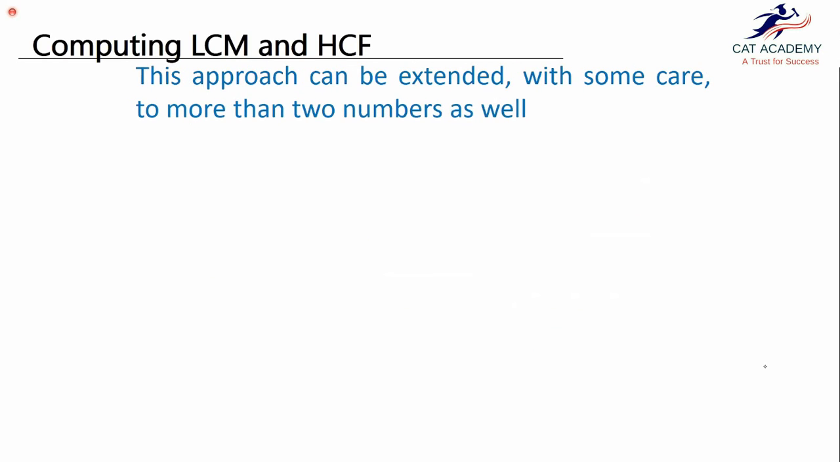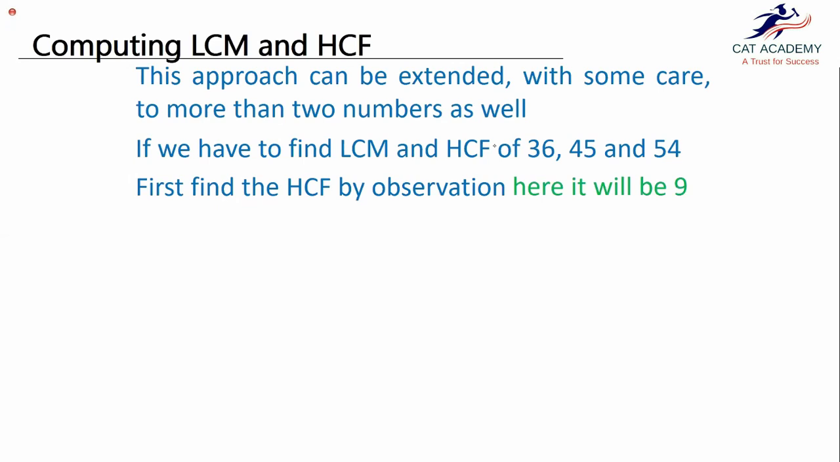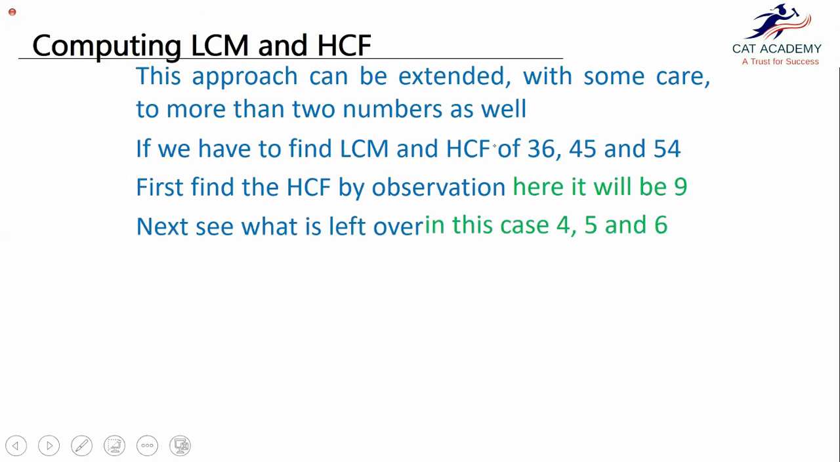Next. Now this approach can be extended with some care to more than 2 numbers as well. That is 36, 45 and 54. Take common. What is the HCF by observation? HCF is 9. So what are my leftovers? 4, 5 and 6 are my leftovers.